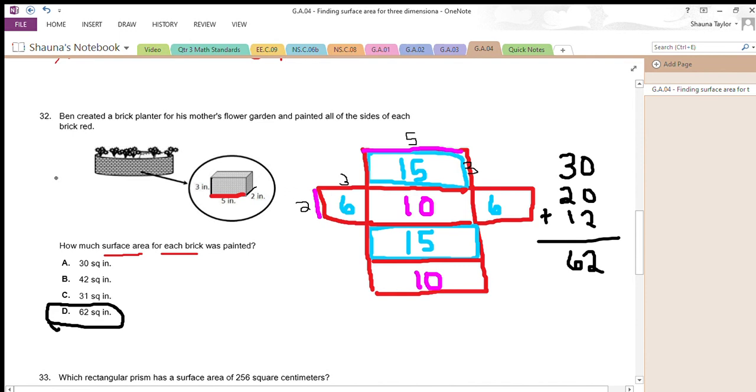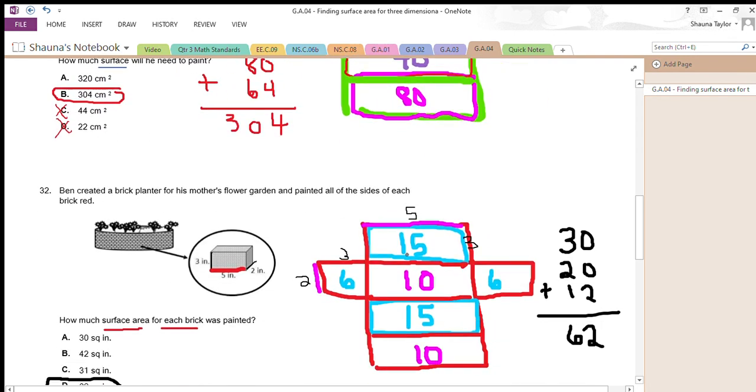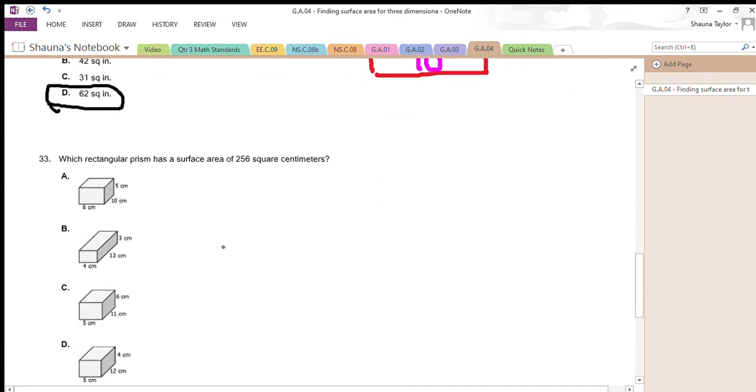So if you look at this on your scratch paper at home, you need to draw the nets if you see a solid. And if you see a solid, please draw the net. And just like this problem here, don't let it trick you like it did the problem above. Be aware of those numbers.